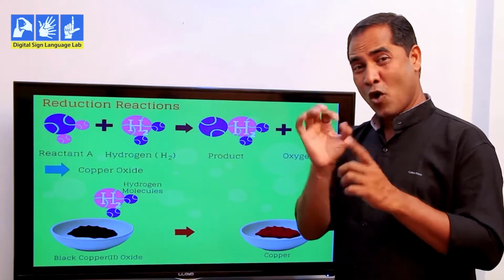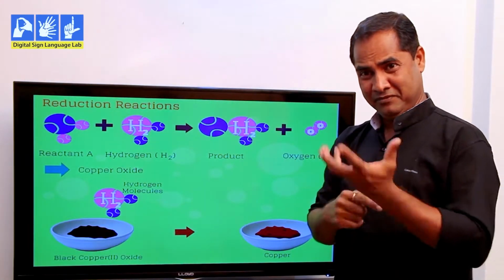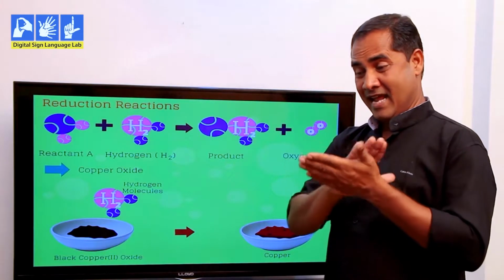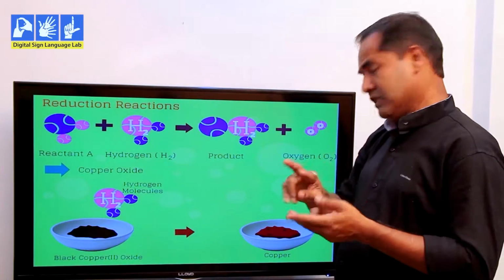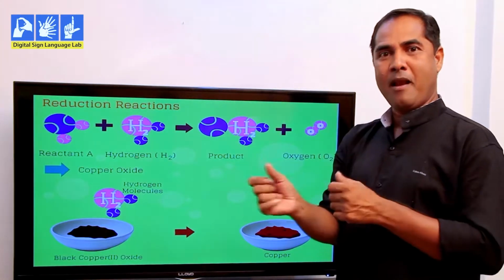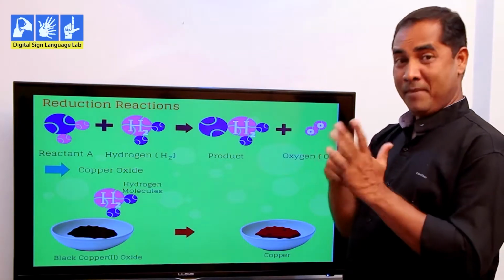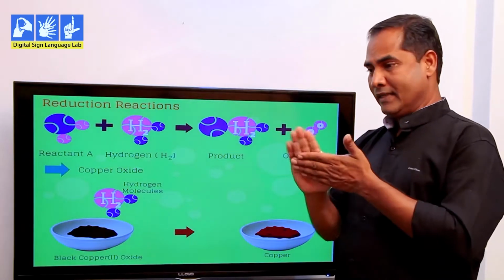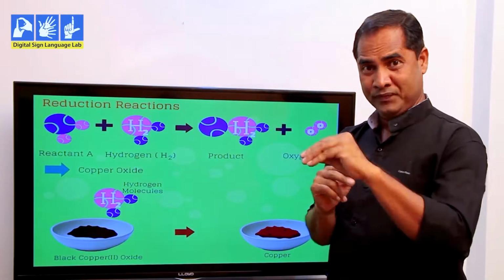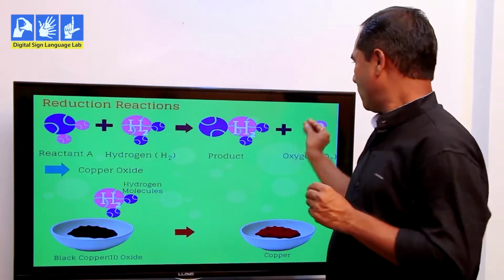So before you saw formation of black copper oxide when we heated copper in presence of oxygen. Now if we add hydrogen to this, the color would change to the original color of the copper. The oxygen would be removed. So in oxidation reaction, oxygen is added, and in reduction reaction, oxygen is removed. So that's why these two are opposite reactions.